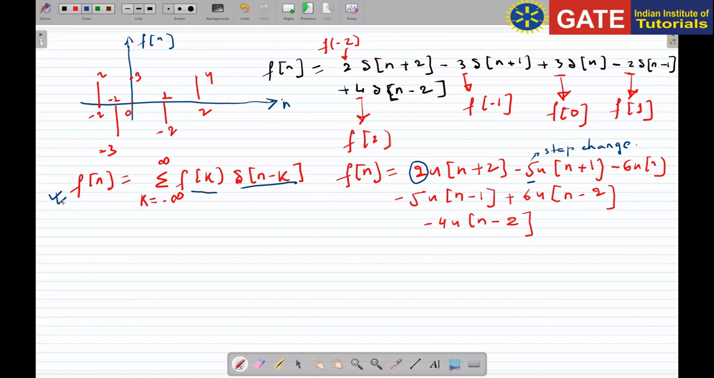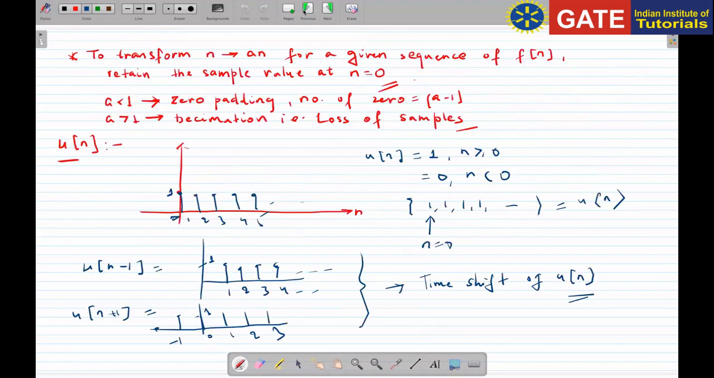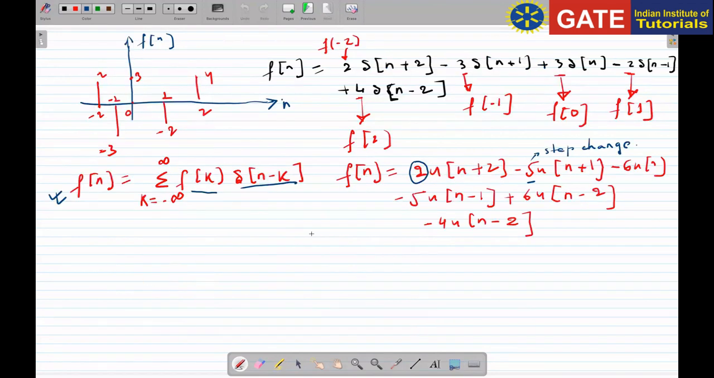I have one thing. U of n and u of n minus 1, right? One second, we have discussed here. Not del of n, del of n plus 1, then this one. Now I wanted to draw it like, summation from minus infinity to plus infinity.